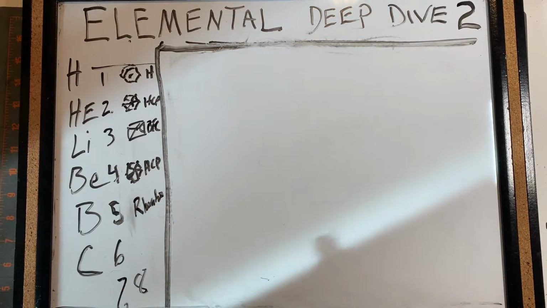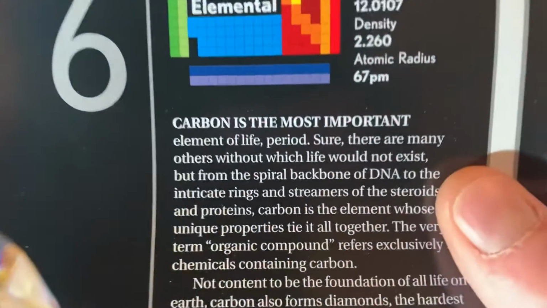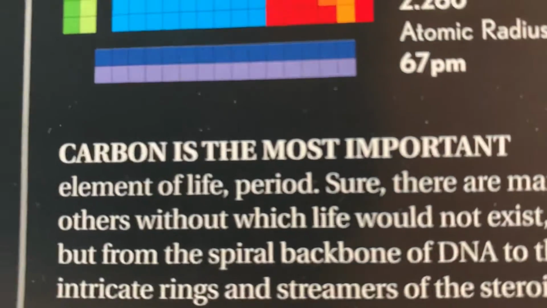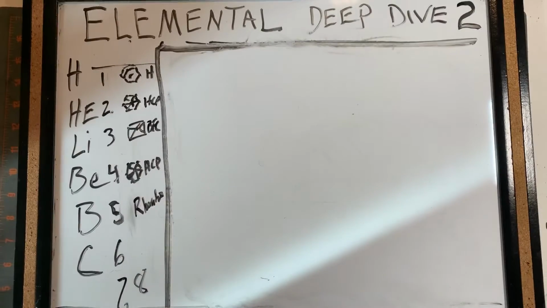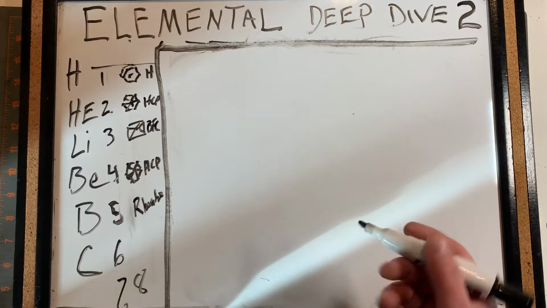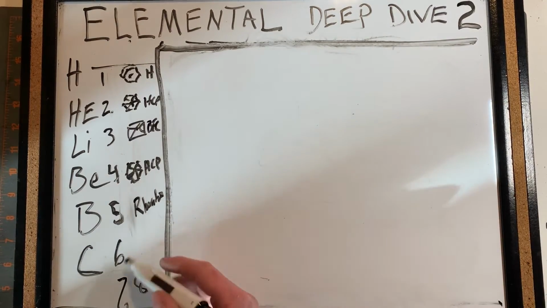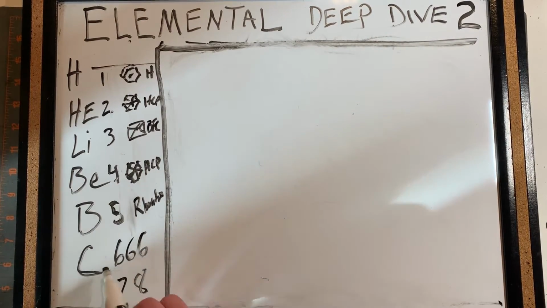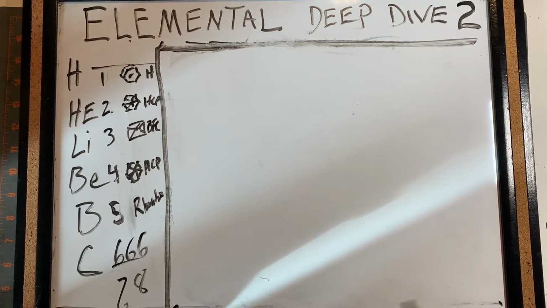According to this calendar, if we look at carbon, it says briefly that carbon is the most important element of life, period. That's a heck of a statement. We're carbon-based life forms, and we exist here on Earth. We could even say that 666 may be the hex of Earth. It's all hexagonal. This is the hex of being on Earth.